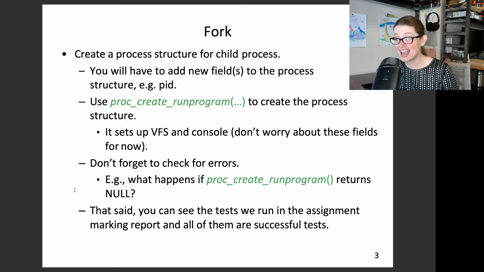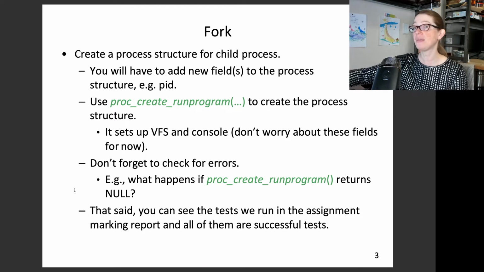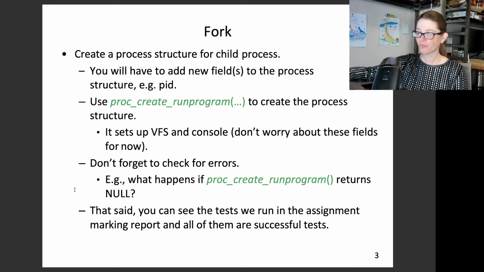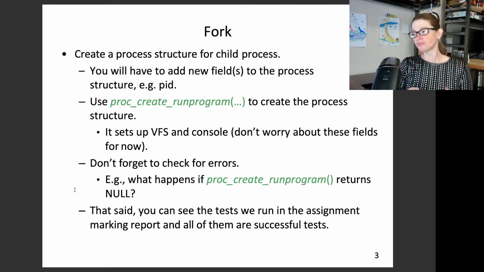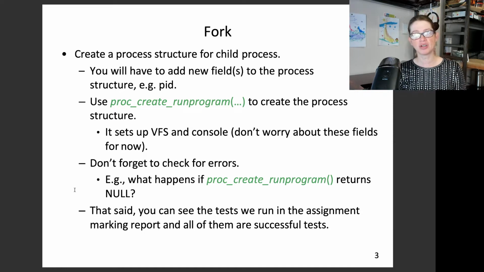So you need to check for errors from proc_create_runprogram, and if you get an error, you need to not KASSERT and panic, because KASSERTs actually cause panics. What you actually need to do is return the appropriate error code from sys_fork so that the user program can be told that, hey, your fork didn't succeed. If my fork doesn't succeed as a user program, my operating system shouldn't blue screen of death. So you should not be panicking inside of these system call implementations. That would be really bad. So all you've got to do is create a pointer, call proc_create_runprogram, and check to make sure that the result isn't null.